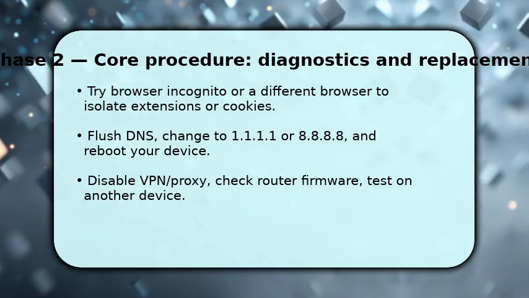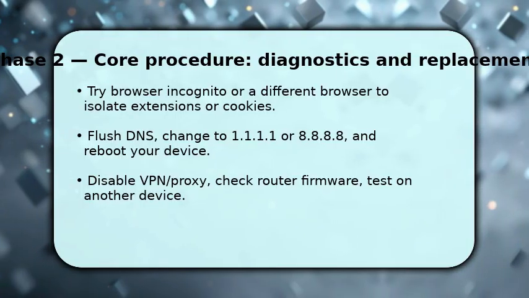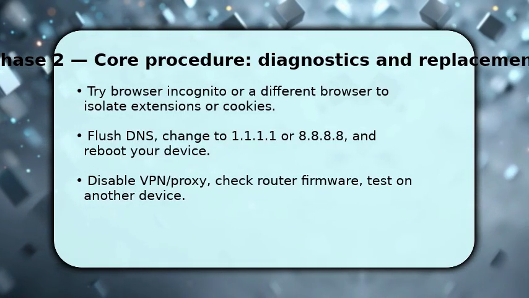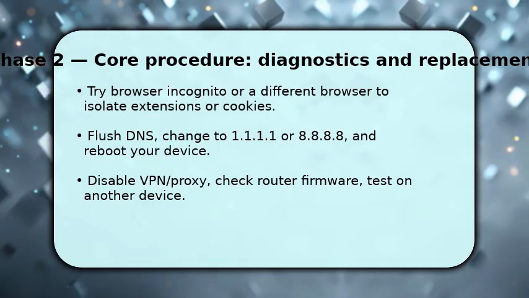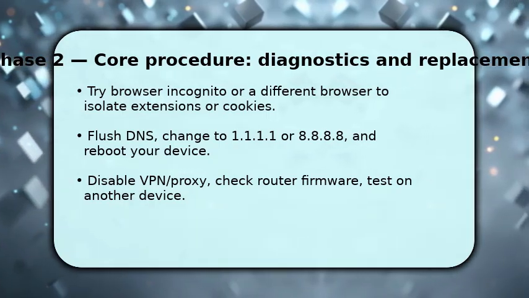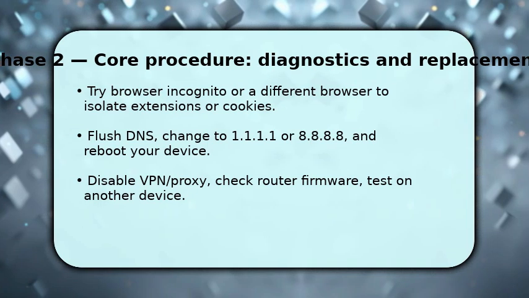Disable any VPN or proxy temporarily as they can trigger service errors. Also, reboot the router and test YouTube on a second device to confirm whether the problem is device-specific or network-wide.